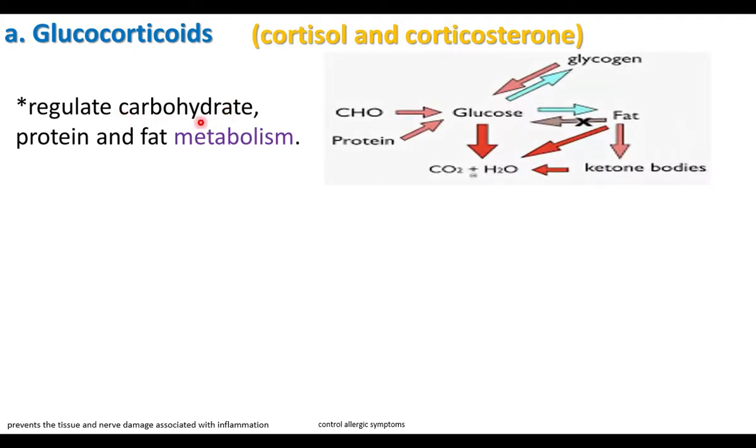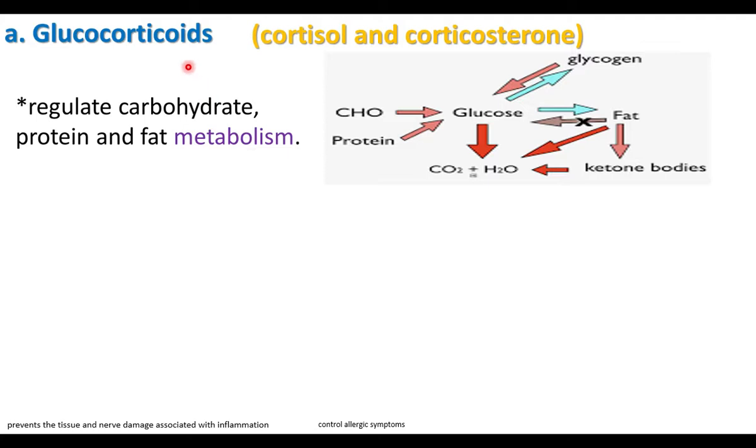Glucocorticoids regulate carbohydrate, protein and fat metabolism. What is metabolism? Biochemical reactions which occur inside our body are collectively called as metabolism. Metabolism includes formation of substances and breakdown of substances.